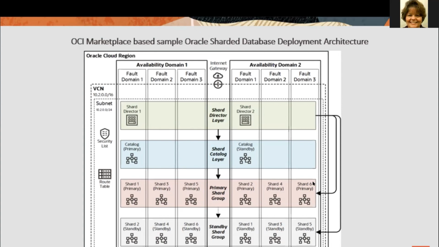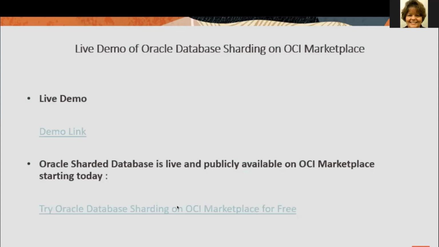In this particular sample deployment architecture, you can see that the user has chosen 2 shard directors to be deployed, and a catalog to be deployed, as well as 6 primary shards to be deployed. And they have set the replication factor to 2, wherein each layer, the catalog as well as the shard layer, has its own set of standbys. So for each primary shard, there is a standby shard automatically provisioned. Okay. So with that, let us get straight to the live demo of Oracle Shard database on OCI Marketplace.